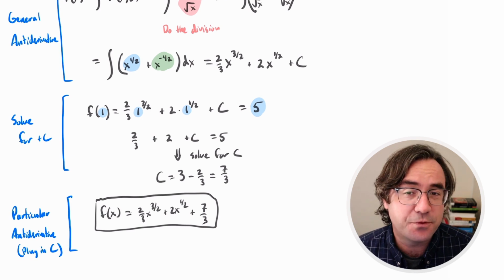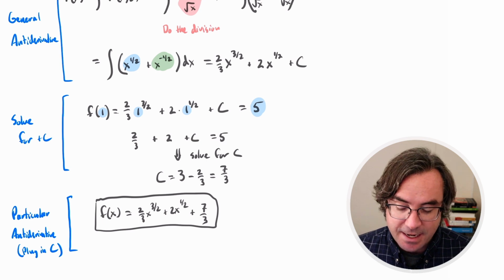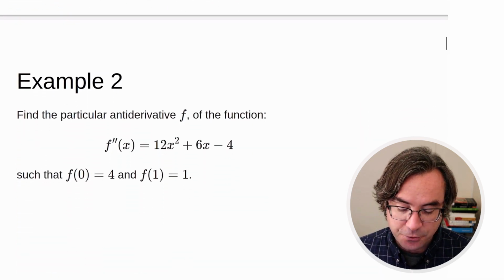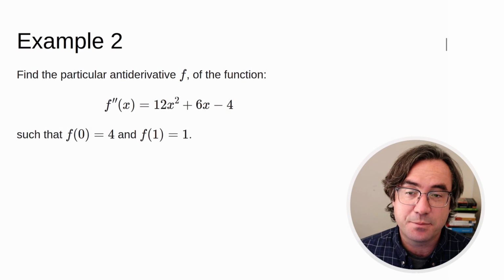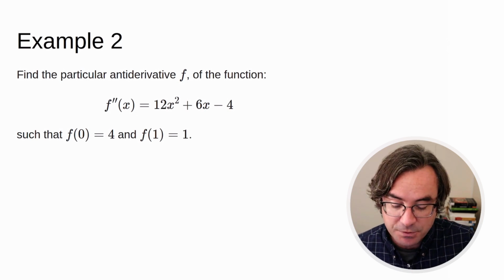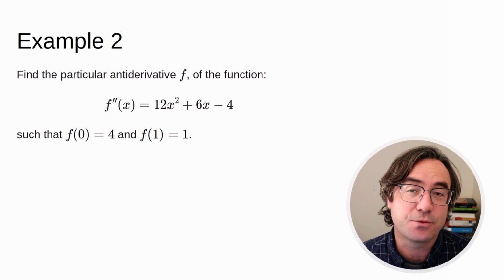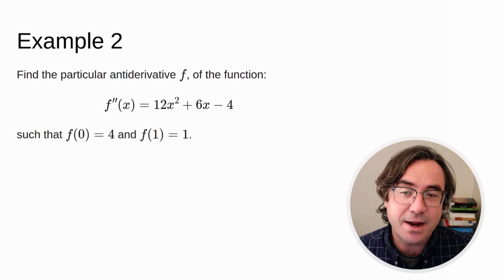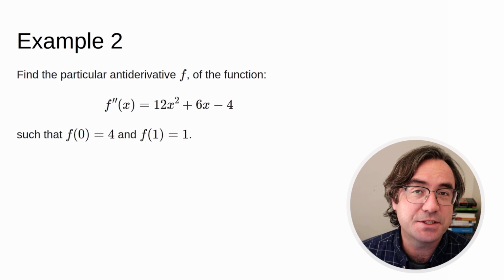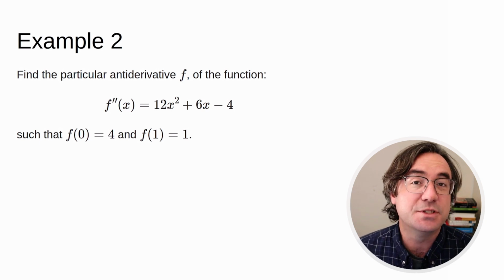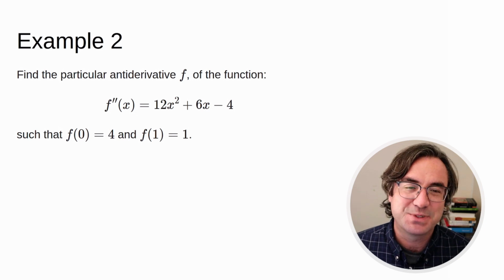All right, so we're going to try a few more examples like this. So in class, we'll look at example 2, which is finding the particular antiderivative, and we'll see how to unravel the second derivative. And then later on, we'll see how we can relate this to problems involving position, velocity, and acceleration. So we'll see you then.